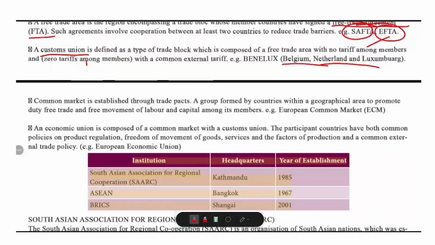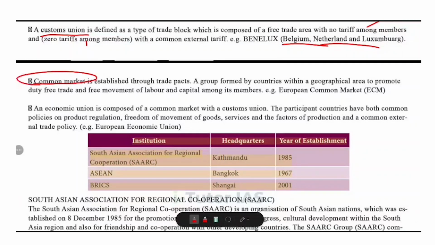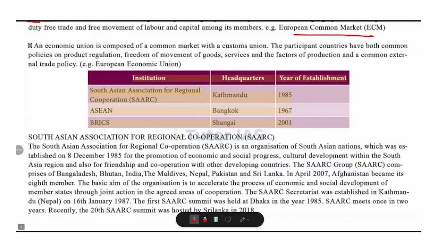Okay. Then third one, Common Market. It includes all features of a customs union. It also allows free movement of labor and capital among member nations. For example, the European Common Market. Then fourth one, Economic Union. It is the most advanced form of integration. It includes a common market plus customs union and also common monetary and fiscal policies. Freedom of movement for goods, services, labor and capital are also included. For example, the EU, that is the European Economic Union or European Union, is an example.